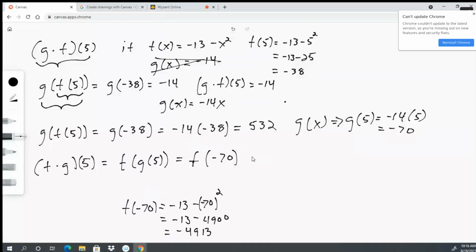Now, f of minus 70 is minus 4913. So f of g of 5 is equal to minus 4913, while g of f of 5 is equal to 532. So the way to think about this best is to just go from right to left, the opposite from how we normally read English. If g of f of 5 is written like this, we plug in 5 to the f equation, get the answer, and then plug it into g. If it's the other way, f of g of 5, we plug in 5 to the g equation, and then plug it into f. I hope this almost makes sense.